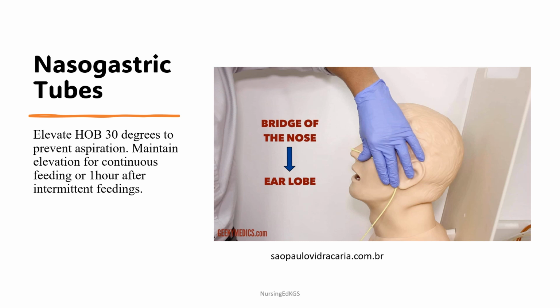If you have a patient with a nasogastric tube, the head of the bed should always be at least 30 degrees in order to prevent aspiration. And you should also maintain the head of the bed at least above 30 degrees if they're having continuous feeding or an hour after intermittent feeding.